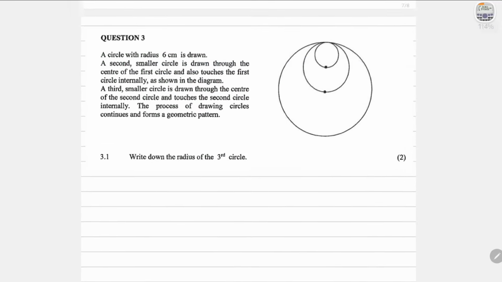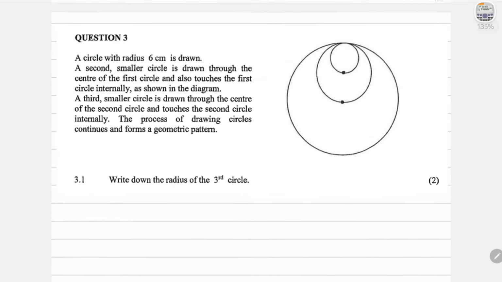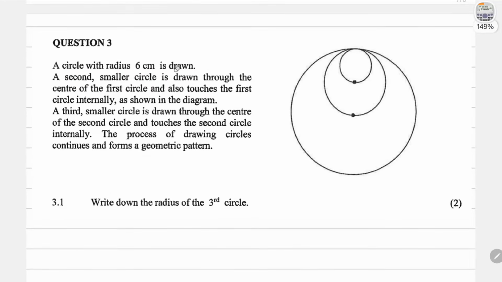Okay, we are on question 3. Question 3 says, a circle with a radius of 6 centimeters is drawn. So we have the circle with radius 6 centimeters. I think it's better to draw it here. And then they tell us that a second smaller circle is drawn through the center of the first circle and also touches the first circle internally.